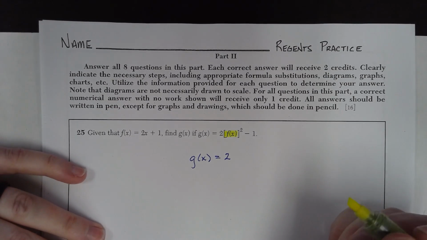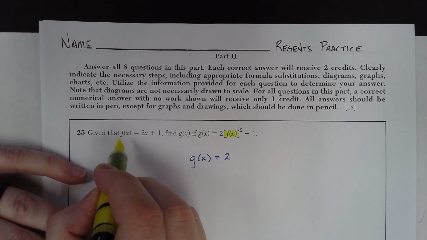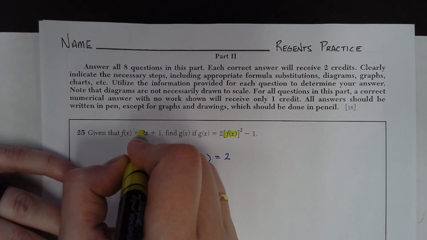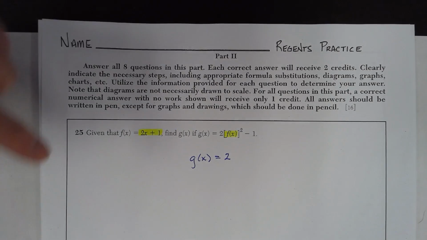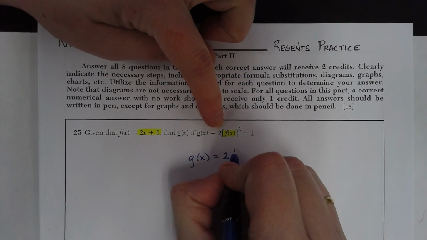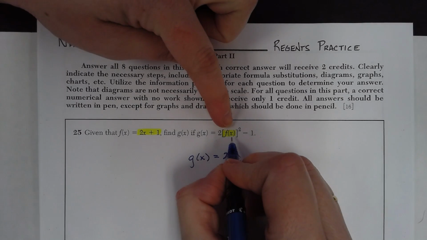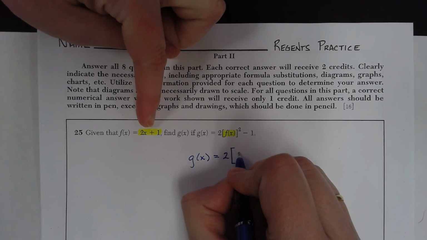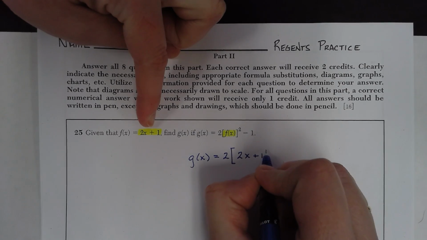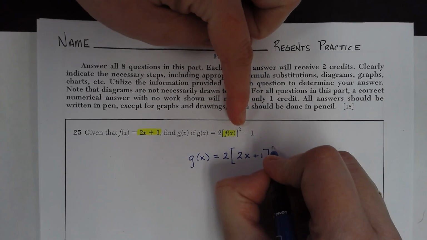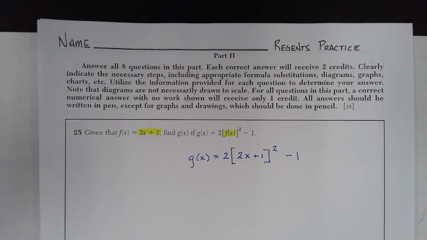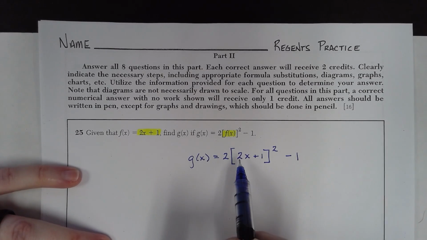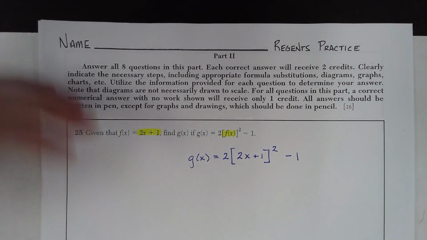Well, what does f of x equal? Over here, they tell me that f of x equals 2x plus 1. So I'm going to substitute all of that in. So 2, and then in my brackets, instead of putting f of x, I'm filling in 2x plus 1, and then I have squared minus 1. And that's all you have to do. Don't simplify anything, just leave it alone. We've replaced the f of x with what it's equal to, and that's it.